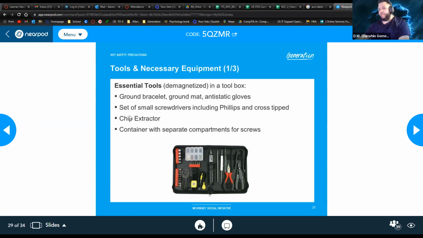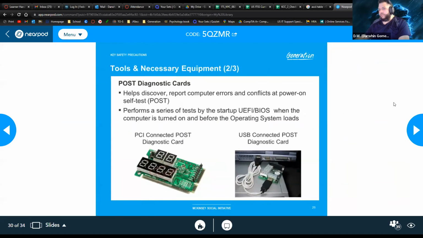All right. Then we have a Phillips screwdriver and cross tip. Those are the most common ones, right? You have your chip extractor, which is what Kelly was drawing with his beautiful art skills. And then you have a little container to keep your different screws separate, right? So that way you can easily access them. We're gonna see some more equipment that we can use.